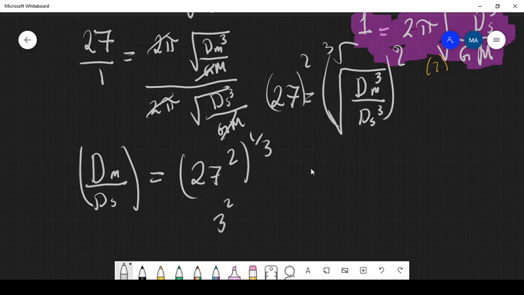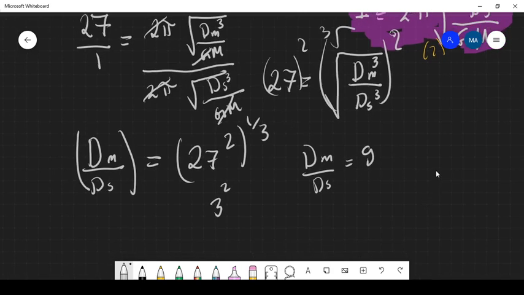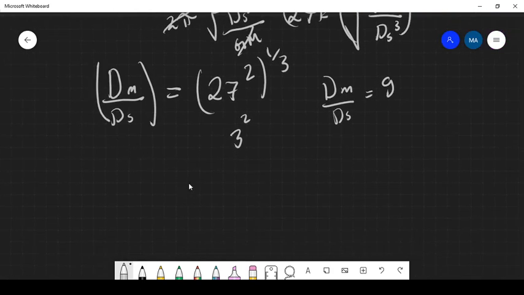3 squared is 9. So dm divided by ds is equal to 9. Okay, and then we will get that the distance of the satellite is equal to 1 divided by 9 the distance of the moon.